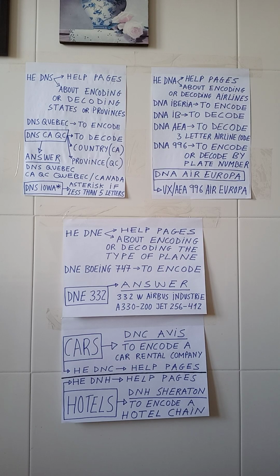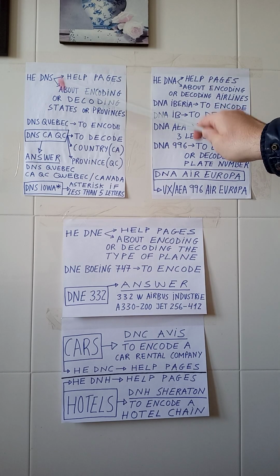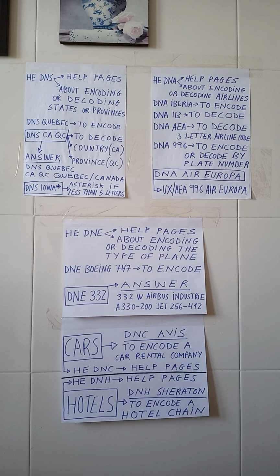I start with the video. Let's go. On the first page, we see DNS. DNS is used to access help pages on how to encode or decode states or province.